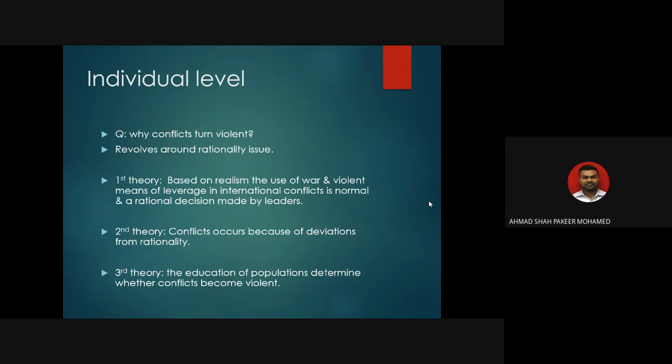The education of the population determines whether conflict becomes violent. Okay, so it depends on rational theory, the rational issue.